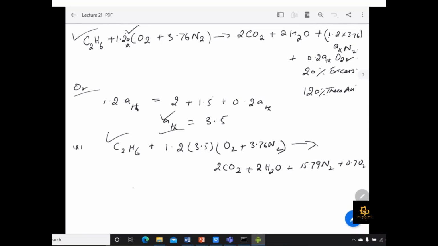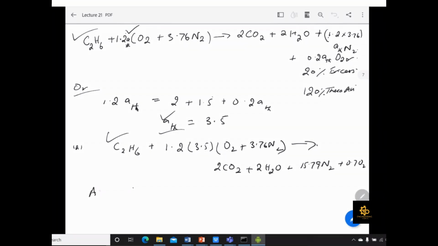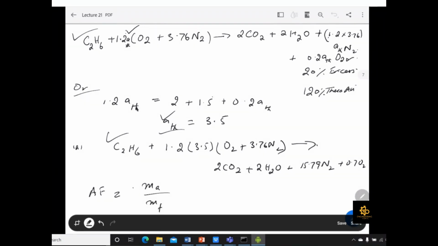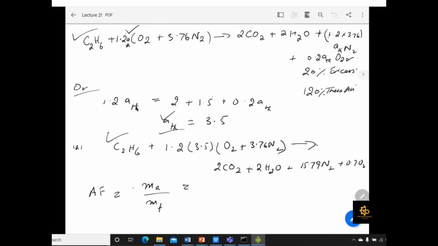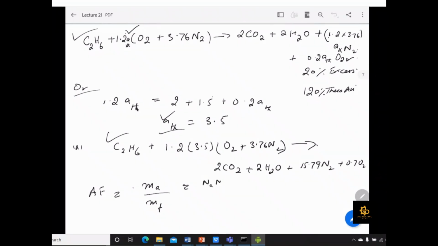Now here our main target is to find the air fuel ratio. We can easily find the air fuel ratio by using this combustion equation. The air fuel ratio is m air over m fuel, which we already discussed. That is basically the ratio of mass of air over mass of fuel. So mass of air, we can represent with the number of moles of air into molar mass of air, over number of moles of fuel and molar mass of fuel.